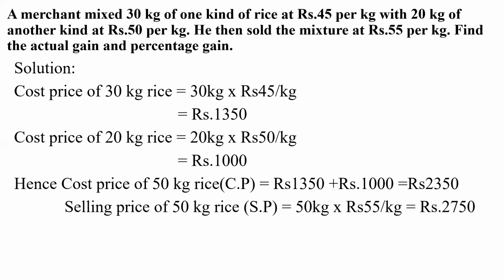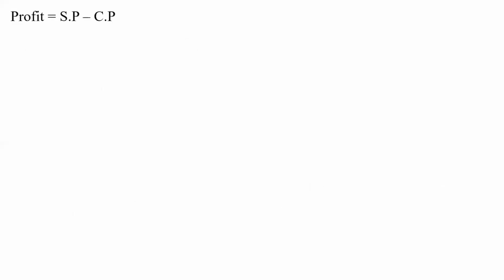Now, what is the selling price of the 50 kg rice? It is a mixture. Total is 50 kg. So I consider this as SP, and that is 50 times 55 per kg. So if you multiply this, you will be getting rupees 2,750. Now, can you look at this CP and SP? Both can now be compared, same quantity. Okay, so here selling price is greater than cost price. So what happens? Then there's a profit. So profit is SP minus CP, and we'll be getting 2750 minus 2350, which gives you 400 rupees, right?